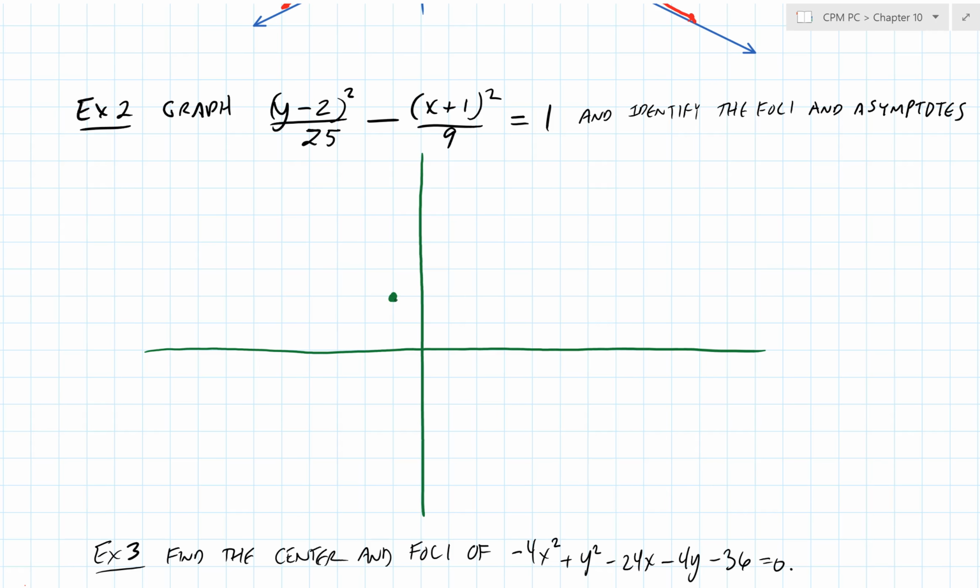And then we're going to go 5 in the y direction, because 25 is 5 squared, so we go 1, 2, 3, 4, 5, and 1, 2, 3, 4, 5. And then underneath x is 3 squared, so we go 1, 2, 3, 1, 2, 3. Draw our box.